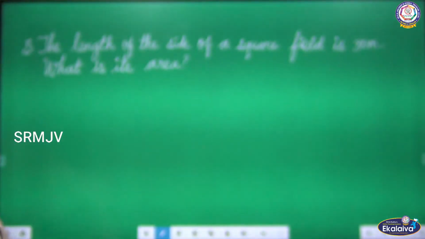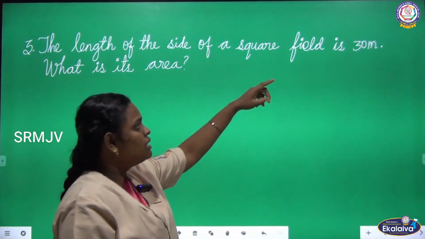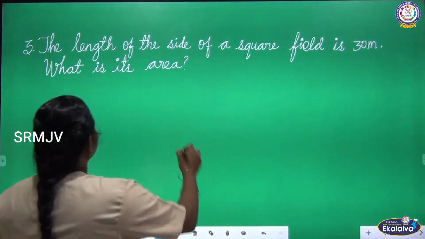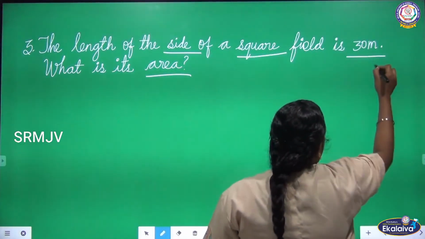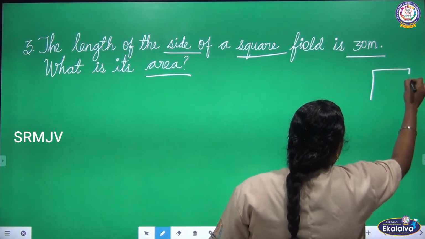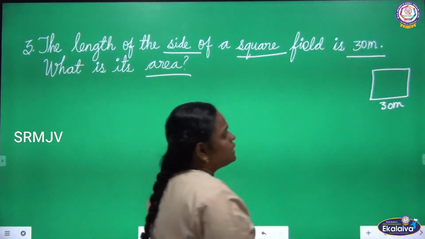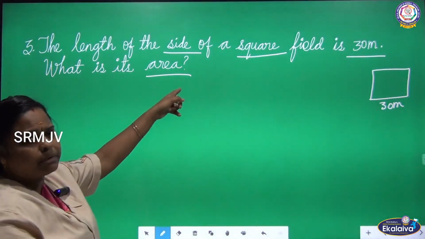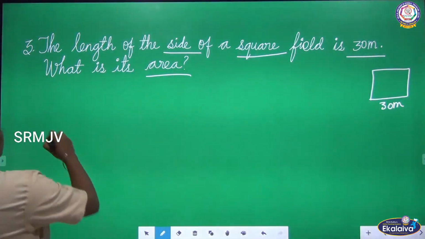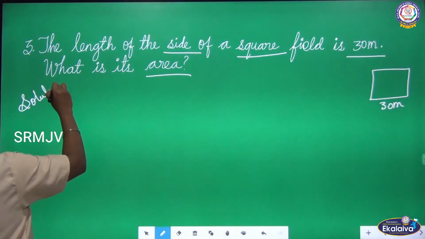Next one, the length of the side of a square field is 30 meter. What is its area? So side they have given, square field they have given. In the question itself they have given it is square field. So side they have given, the side of the square field. We are going to find out the area of the square field. So you can write solution.